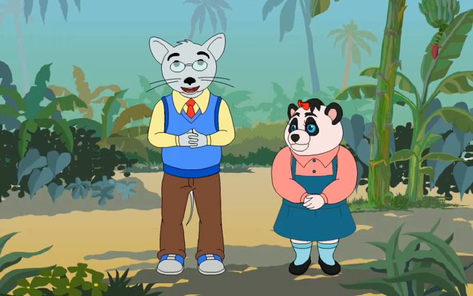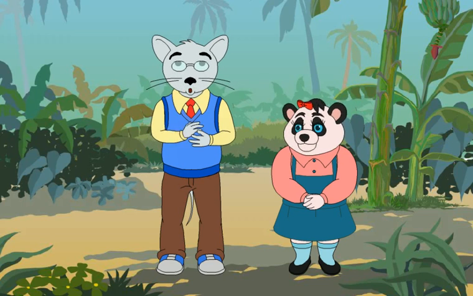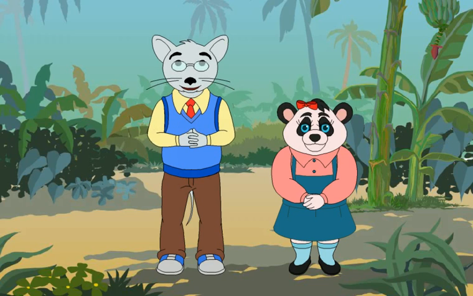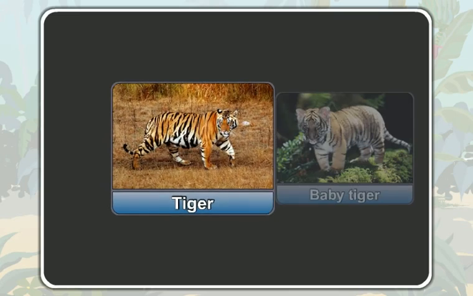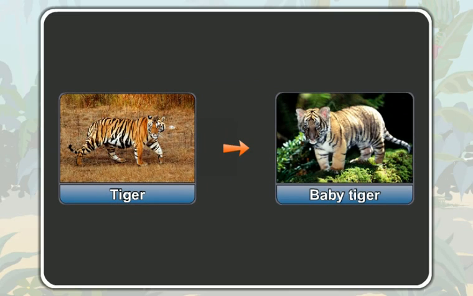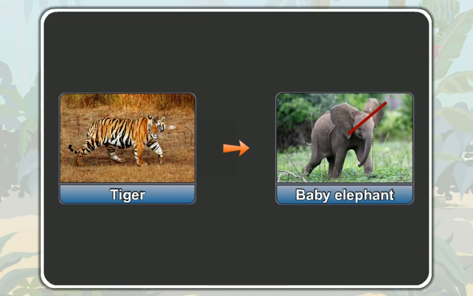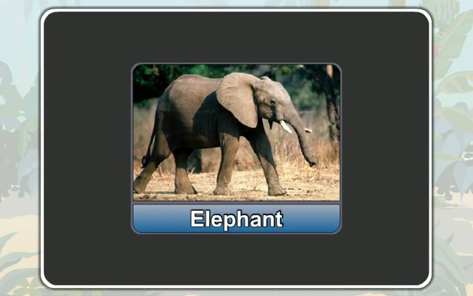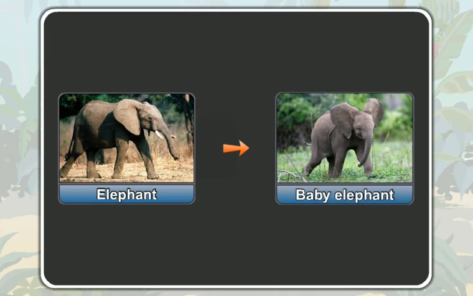Students, now tell me, can a tiger reproduce an elephant? Obviously not. A tiger can reproduce only another tiger. It cannot reproduce an elephant. Only an elephant can reproduce another elephant.